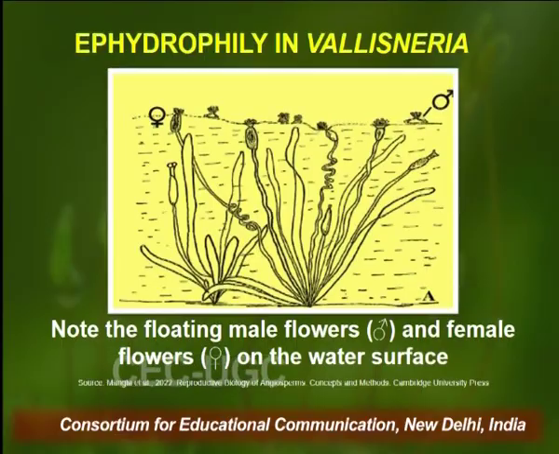Now this picture shows epi hydrophily in Vallisneria. Epi, I said, is above. So this is above the surface of water. Note the male flowers which are floating on the surface of water, and female flowers are also present on the surface of water. Basically, with the elongation of the pedicel, the female flower reaches the surface of the water, and so is present the male flower.